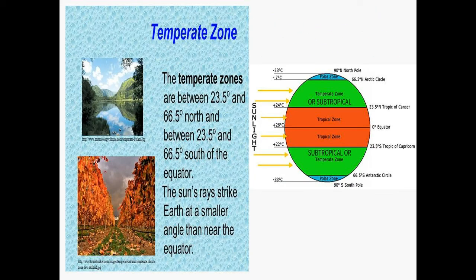Temperate zones. There are two temperate zones on the earth. One is the north temperate zone and the other one is the south temperate zone. The north temperate zone lies between the Tropic of Cancer and the Arctic Circle. The south temperate zone lies between the Tropic of Capricorn and the Antarctic Circle. The sun is never overhead in these regions. These are the most comfortable zones to live in as they are neither too hot nor too cold.